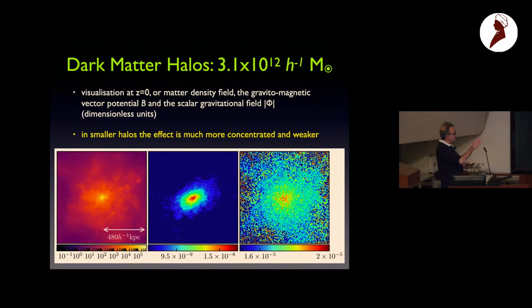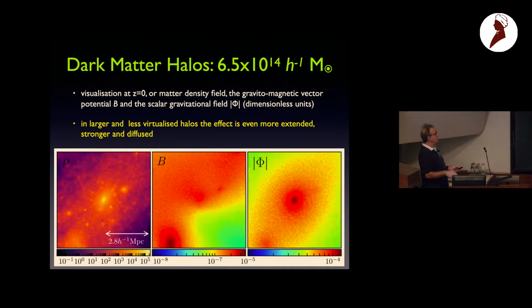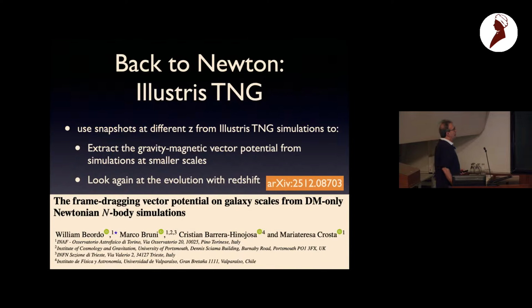Anyway, this is just to show different halos. This is a chunk of the simulation concentrated on a small halo, okay? And here in the plot, we have a visualization at zero redshift of the scalar and the vector potential and the density field to the left. And if you consider a larger halo, the effect is more diffuse, and of course, if the halo is very, very large, then it's hardly visualized, and the effect is very, very diffuse, okay?